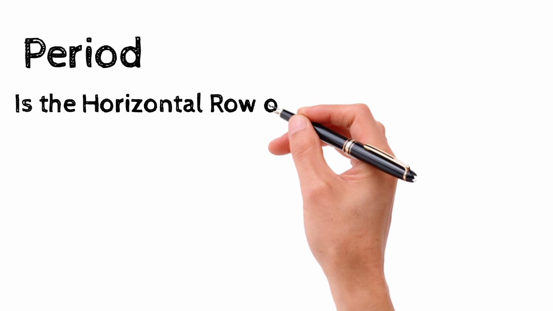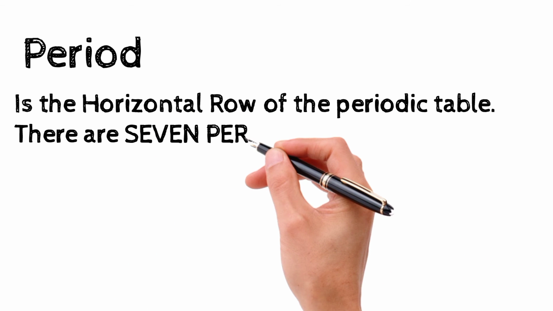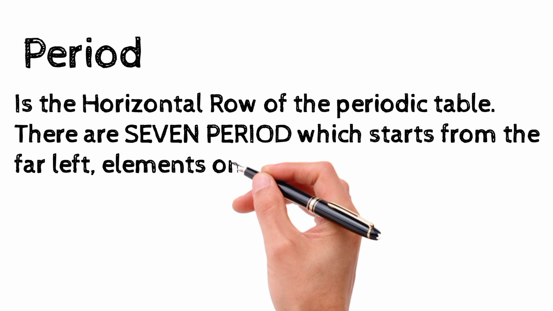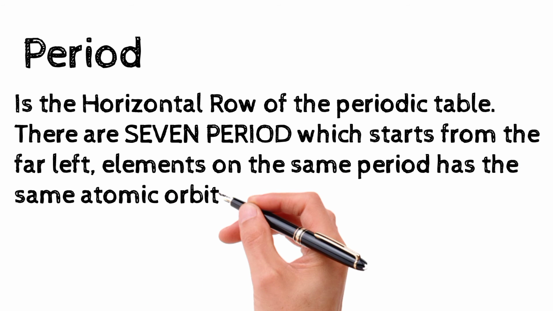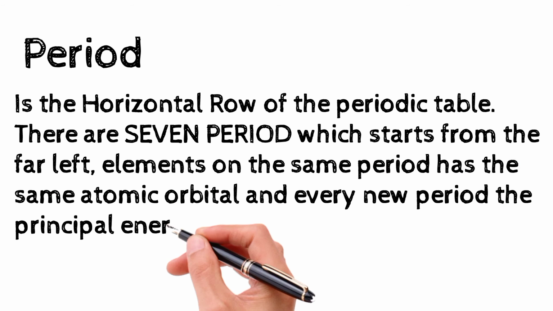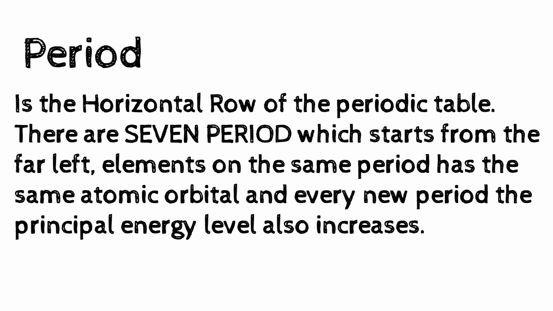Period is the horizontal row of the periodic table. There are 7 periods, which start from the far left. Elements in the same period have the same atomic orbital, and with every new period the principal energy level also increases.